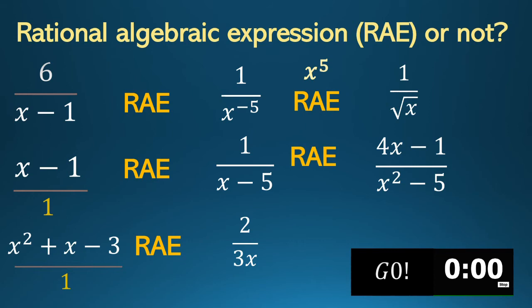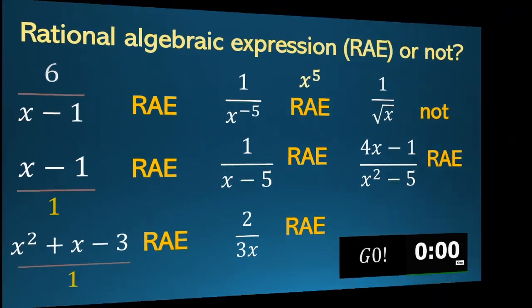Next, 1 over x minus 5. It is still a rational algebraic expression. 2 over 3x, still an RAE. 1 over square root of x, not, because there is a square root sign or radical sign. And how about 4x minus 1 all over x squared minus 5? That is an RAE. So, do you now understand what a rational algebraic expression is?